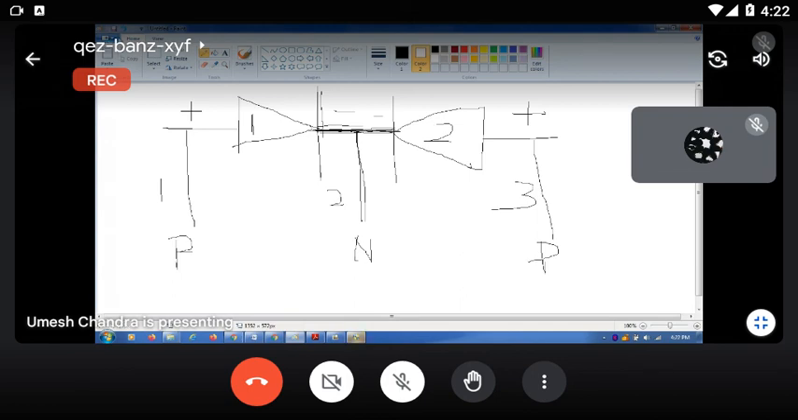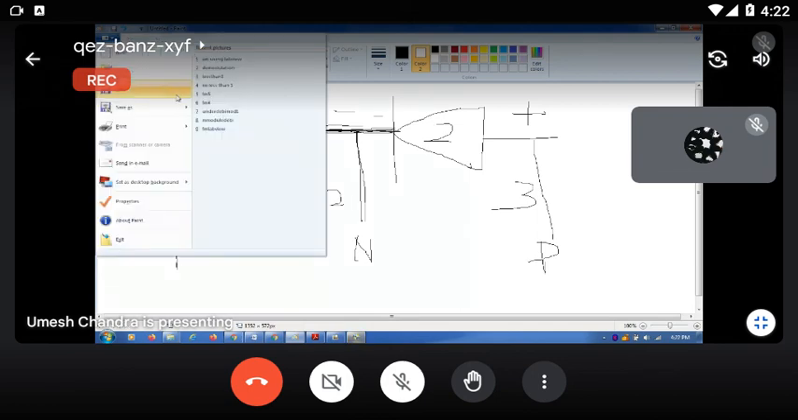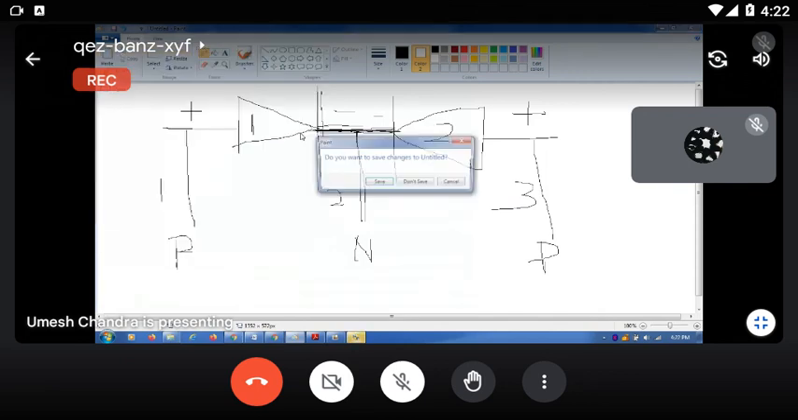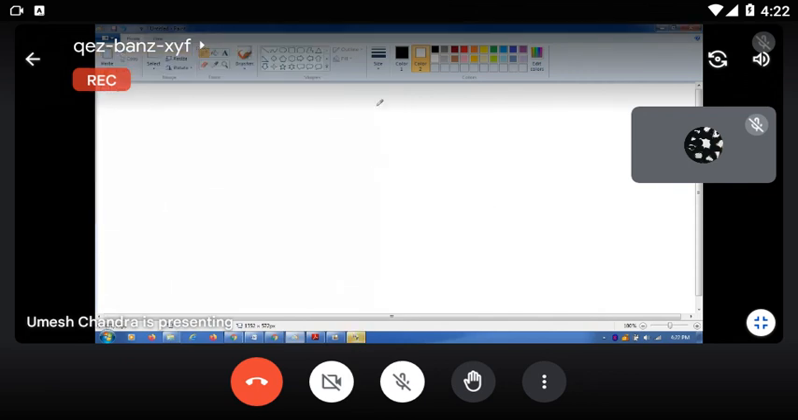In the same way, for the NPN case, just reverse the diodes.